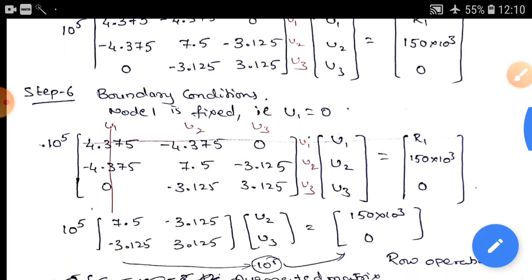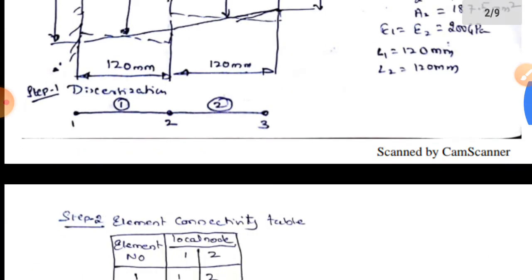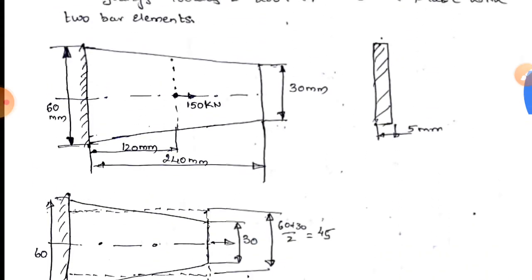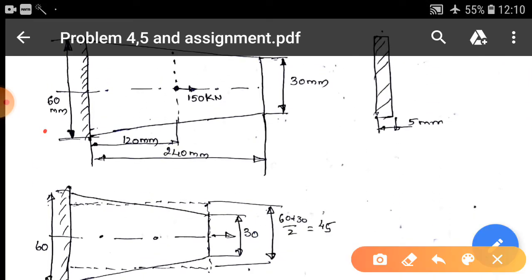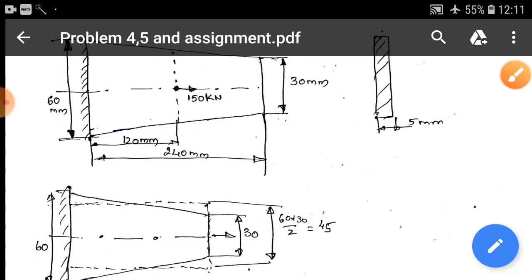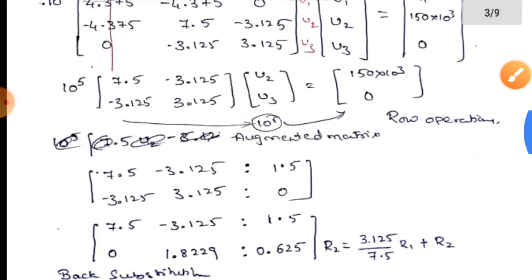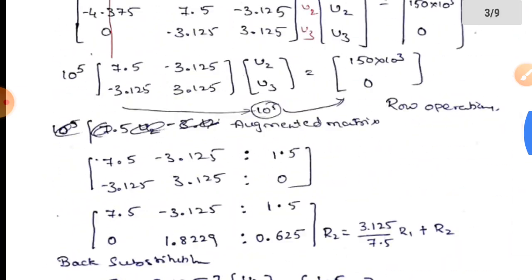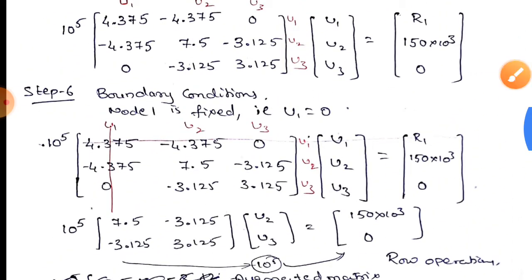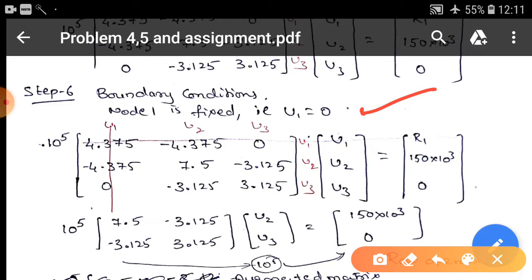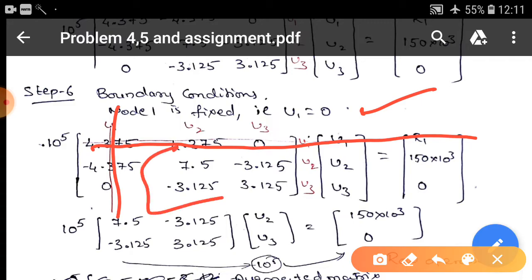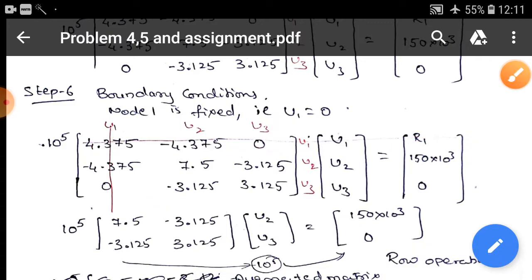Next step is the boundary condition. To check what the boundary condition is for this problem, again it is fixed at this end, and free at this end. So our boundary condition will be u1 is 0, that is node 1 is fixed. Because u1 is 0, the corresponding u1 row and u1 column are removed, and we will end up with this matrix. This 10 raised to 5 remains outside.